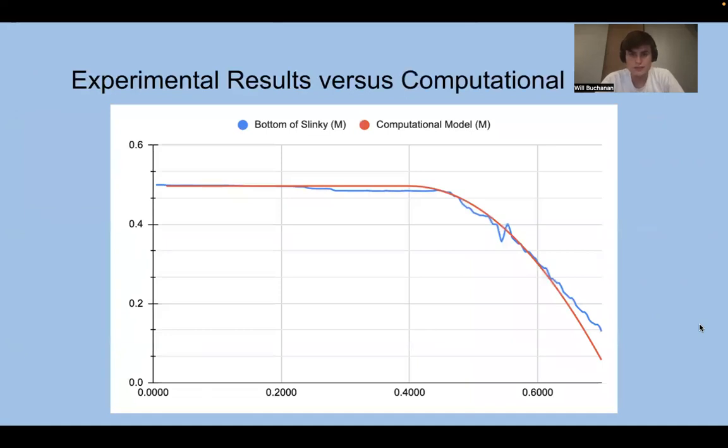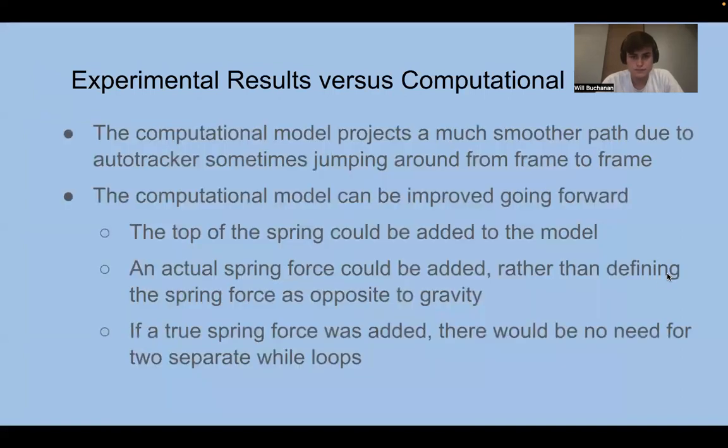And then this was the computational model versus the experimental model. We see that auto tracker jumped around a little, where the computational model is much smoother. The computational model also better shows that the slinky is accelerating downwards and increasing in velocity. And again, a much smoother path due to auto tracker sometimes jumping around.